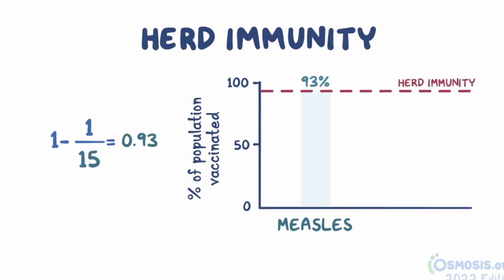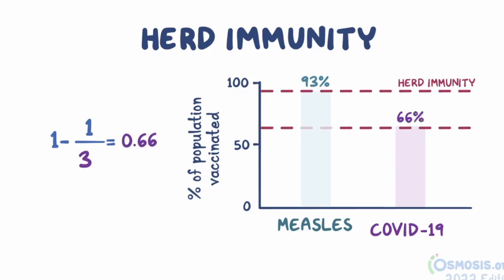from the measles. For COVID-19, the WHO estimates the R0 value is between 2 and 4, so if we choose a middle value of 3, then 1 minus 1 over 3 equals 0.66, meaning that 66% of the population must be vaccinated to achieve herd immunity from COVID-19.